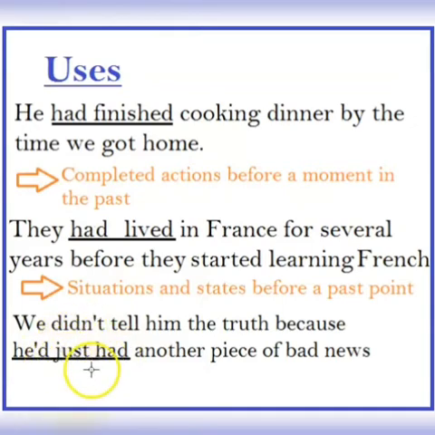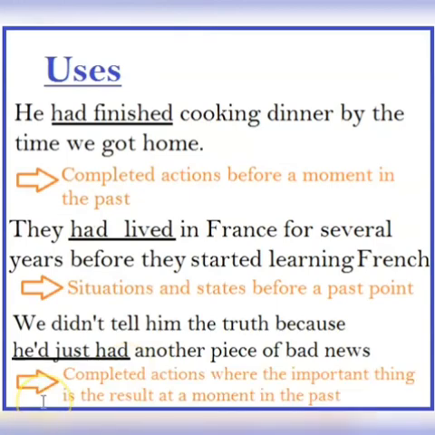It is used to imply that this action has just happened. It didn't happen long ago. It happened just now. In this situation with the past perfect, it indicates that the action had just happened by this moment. So, in this example, this person had just received a piece of bad news, so they decided not to tell him the truth.